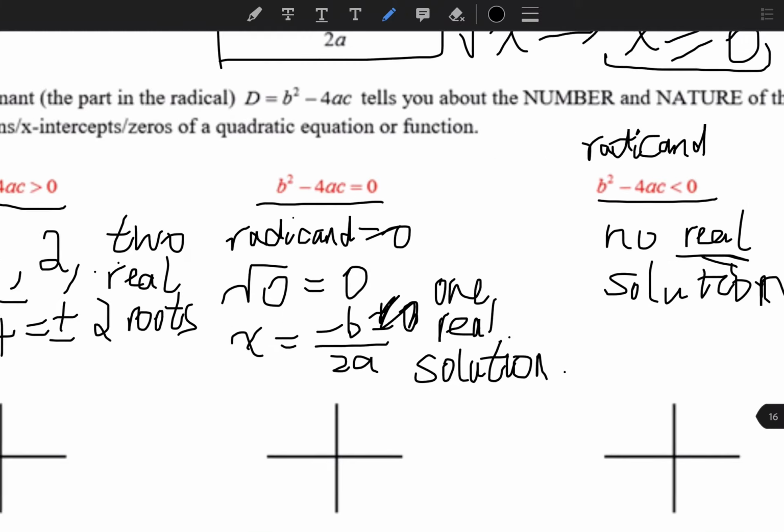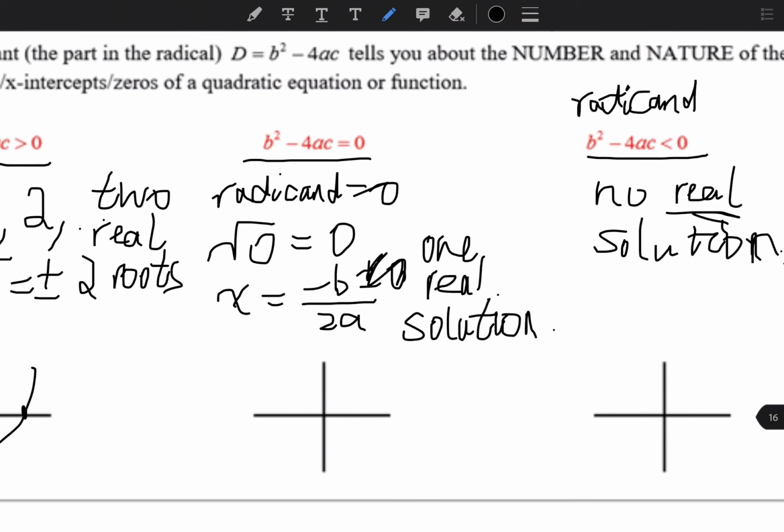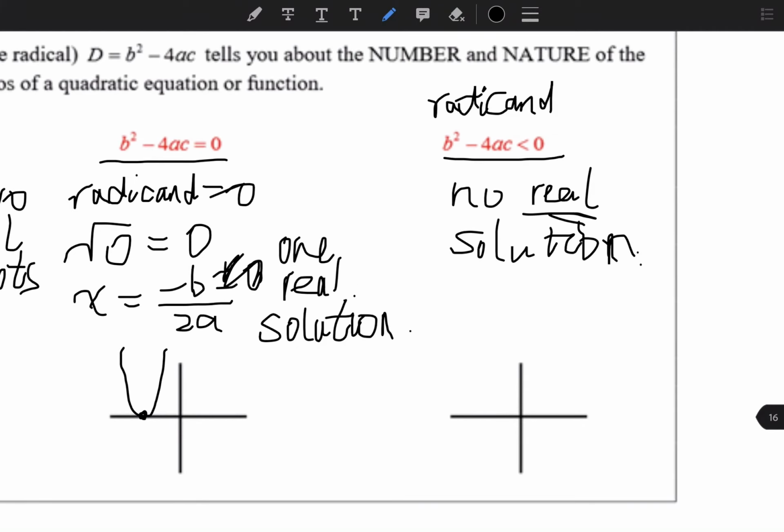If you consider their graph, when there are 2 roots, like b squared minus 4ac greater than 0, it probably looks something like that, with 2 x-intercepts. Equal to 0 means there's only one x-intercept, and less than 0, it could look something like that or something like that. It has no x-intercept.